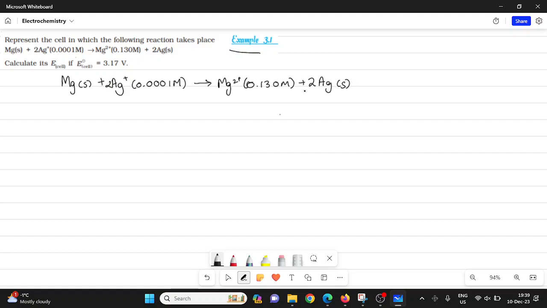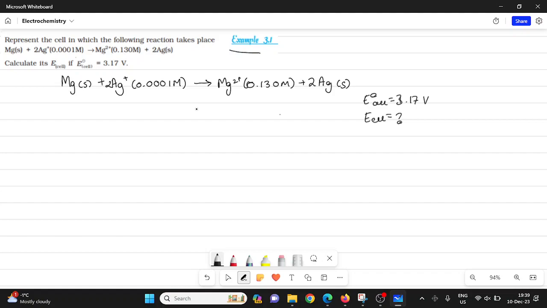So there are two things we need to do. First, we need to represent this particular reaction. We've also been given the E0 cell, which is equal to 3.17 volts, and we need to calculate the E cell. So first, we're going to represent this cell, and the second thing we'll be doing is calculating the E cell for this particular electrolytic process.